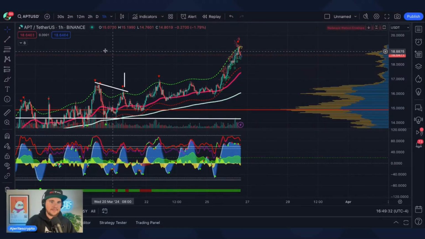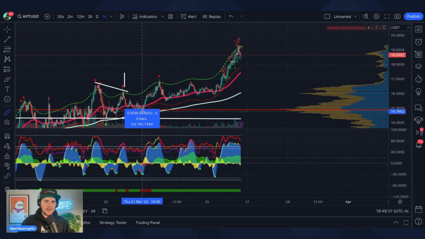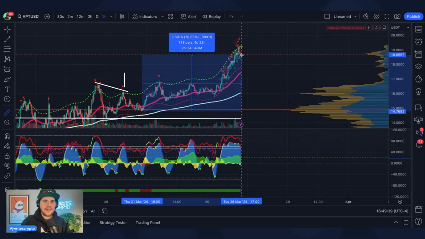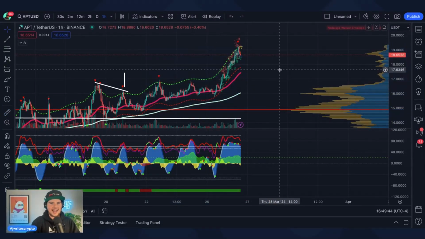But the first position I want to show you today is no other than Aptos. Aptos has been running up pretty hard here in the last little while. Basically, since Thursday, we've had a nice 26% pump to its current price. It actually went up 30% and since then has corrected.